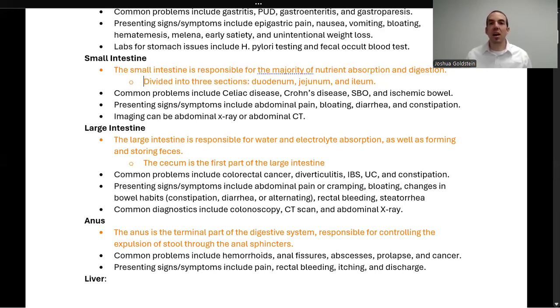The anus is the end of the digestive system. So it started at the mouth with everything we ate, worked its way through the esophagus, the stomach, small intestine, large intestine, and ends at the anus. The anus is responsible for facilitating and controlling our bowel movements.